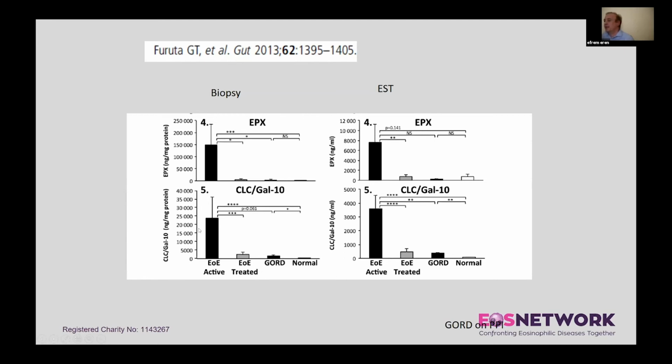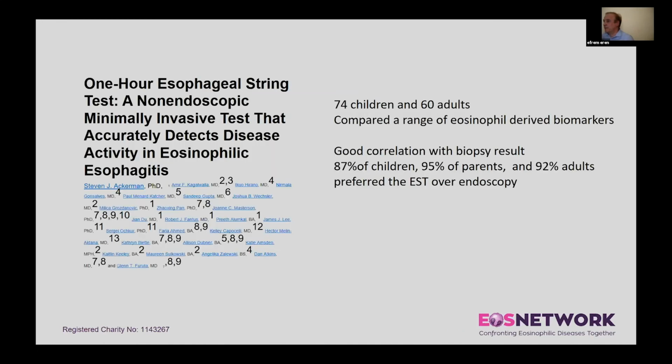And they looked at string test biomarkers, and they looked at biopsy, eosinophil count per high power field. Essentially they showed that in active EoE, these biomarkers were high, all of them except for ECP, and we'll talk about that in a minute. If you treated them, the biomarkers went down, and in just simple reflux and in normal patients, you didn't really see significant levels of these biomarkers. So essentially a very good test, very easy to do, non-invasive, doesn't need an endoscopy.